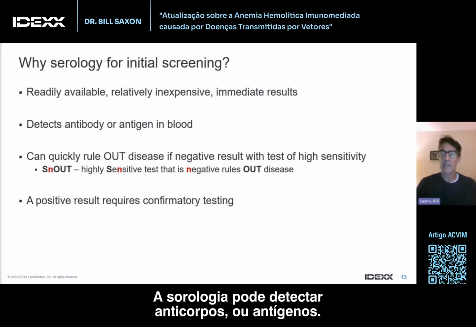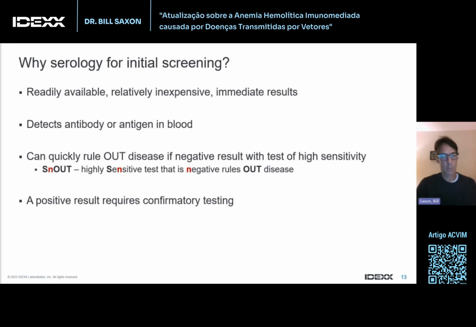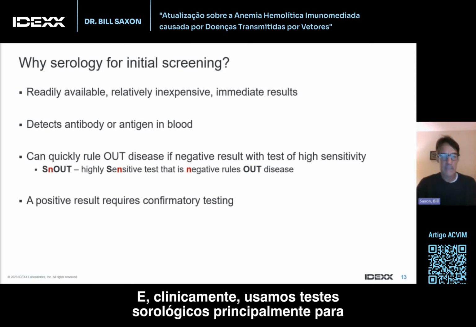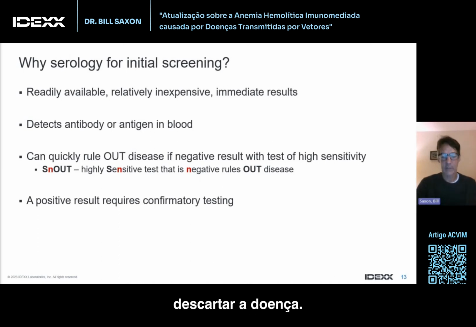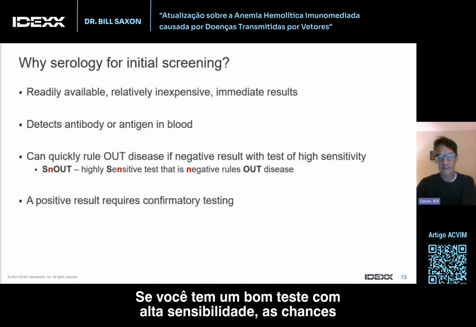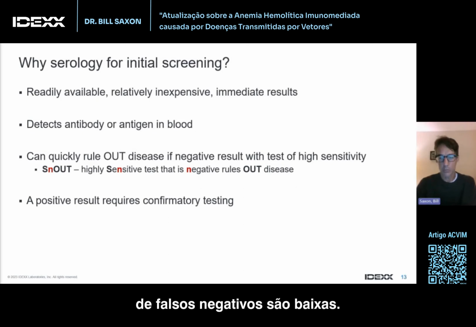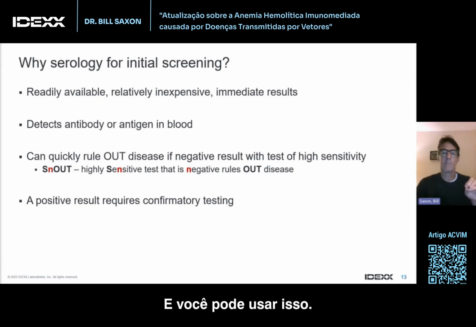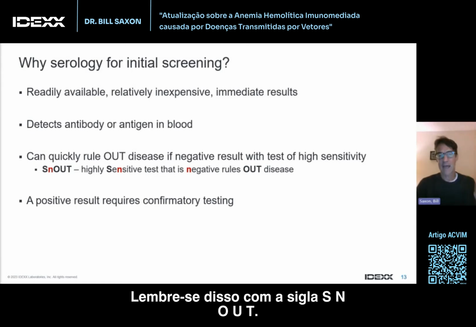Serology is the initial step in screening for infectious disease because it's available and it's inexpensive. The serology can detect either antibodies or antigen. It's important to know which because it tells you two different things. And clinically, we use serologic tests mostly to rule out the disease. If you have a good test with high sensitivity, the chances of false negatives are low. So a negative result rules out the disease, and you can remember that with the little trick SNOUT.